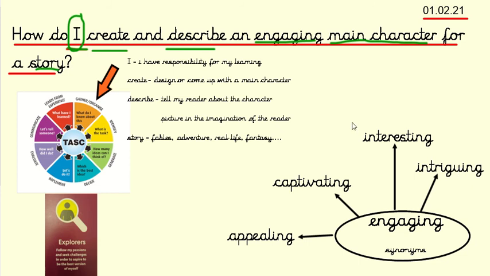Okay, so we've unpicked our main question. We know that we all have responsibility for our own learning. We know we're going to design or come up with a main character.